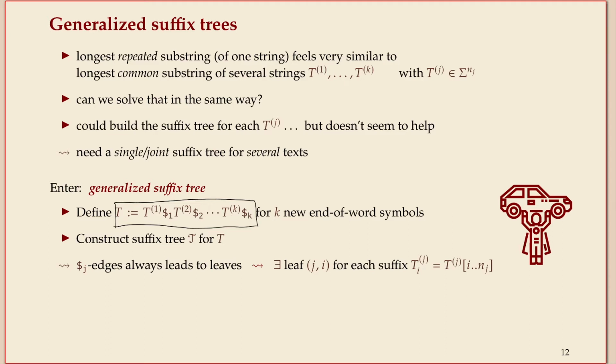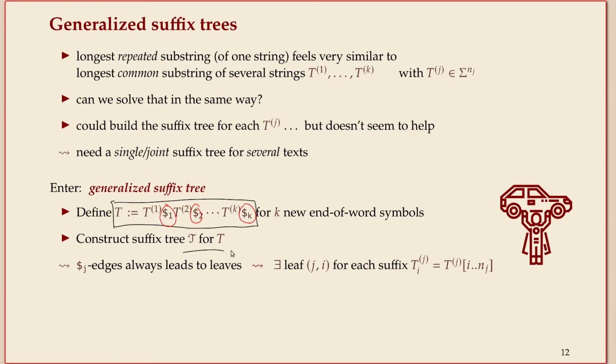You put a dollar symbol between the texts, and it has to be a different end-of-text marker for each of the texts, so you try to distinguish them all. You just invent new dollars, $1, $2, etc. So you can keep all the different original texts separate, but they are embedded in one big string T now.